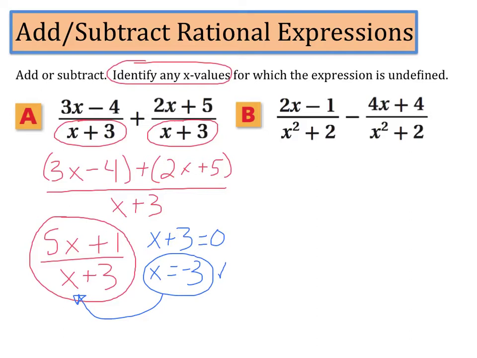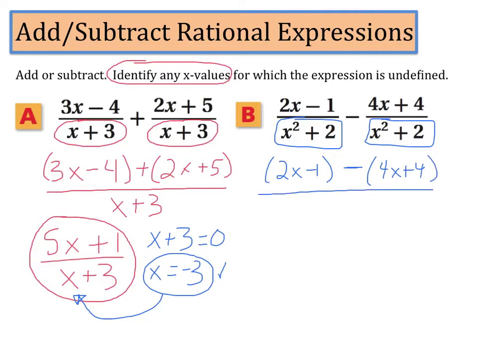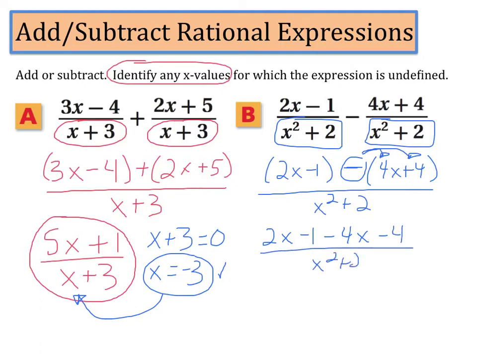Okay, for problem B, same thing. These are easy to subtract because the denominators are the same. So we have 2x minus 1. Now we have to include this minus here, and we do 4x plus 4 over x squared plus 2. Now I put this minus here because I'm going to have to distribute that to each term in here. So I'm going to actually rewrite my numerator as 2x minus 1 minus 4x minus 4 over x squared plus 2.